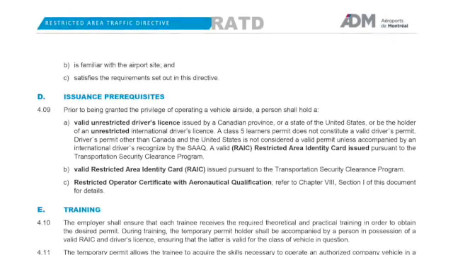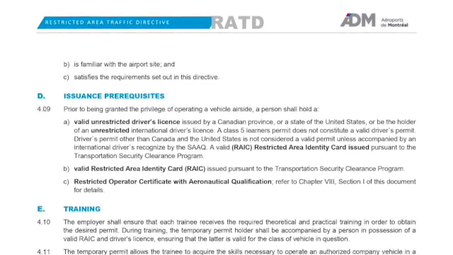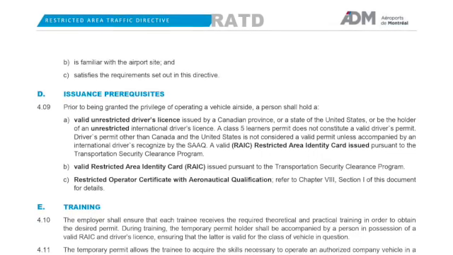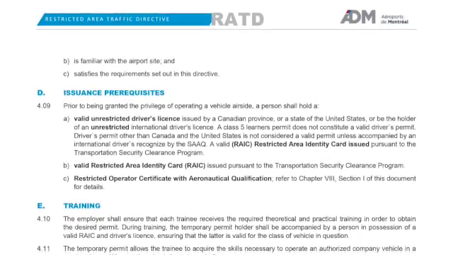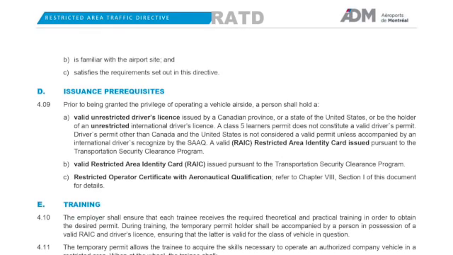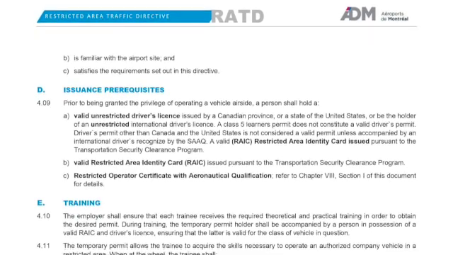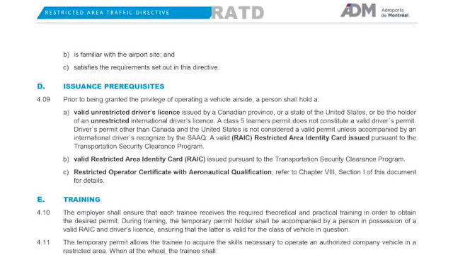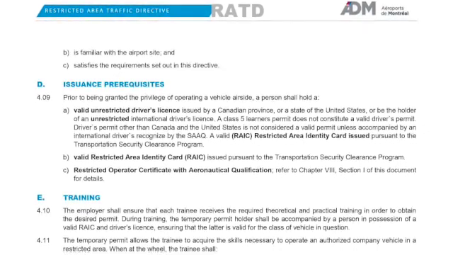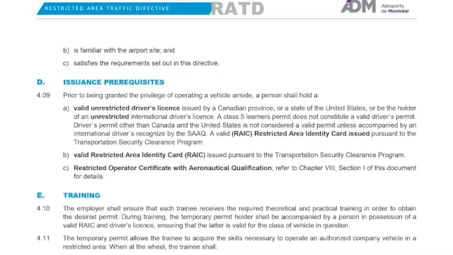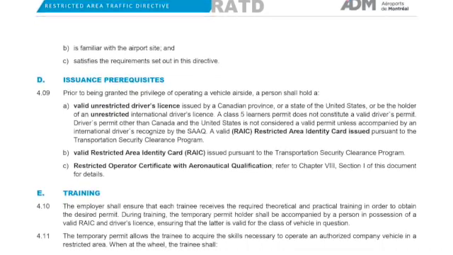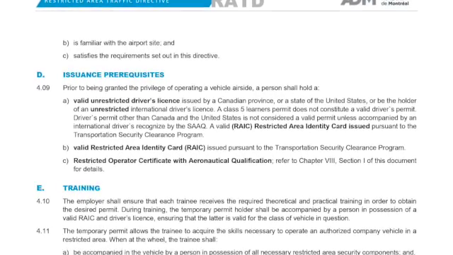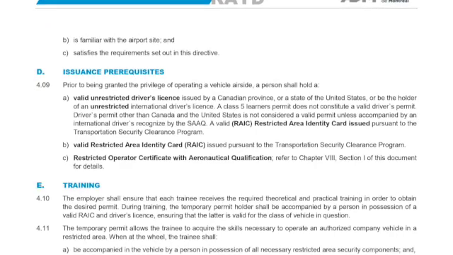D. Issuance prerequisites. 09. Prior to being granted the privilege of operating a vehicle airside, a person shall hold a valid unrestricted driver's license issued by a Canadian province, or a state of the United States, or be the holder of an unrestricted international driver's license. A Class 5 learner's permit does not constitute a valid driver's permit. A driver's permit from a country other than Canada and the United States is not considered valid unless accompanied by an international driver's permit recognized by the SAAQ.